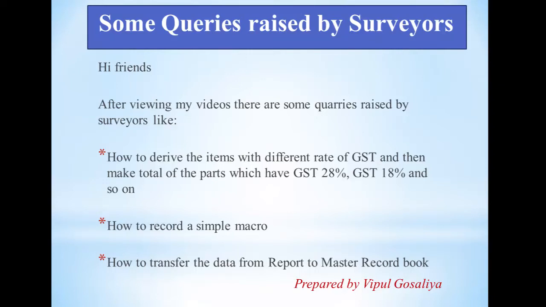Friends, after viewing my videos, there are some queries raised by surveyors like this. First one is how to derive the items with different rate of GST and then make total of the parts which have GST of say 28%, 18% and so on. Second one is how to record a simple macro. Third one is how to transfer the data from report to master record book, which I have shown you earlier in my video. So friends, let me address one by one.